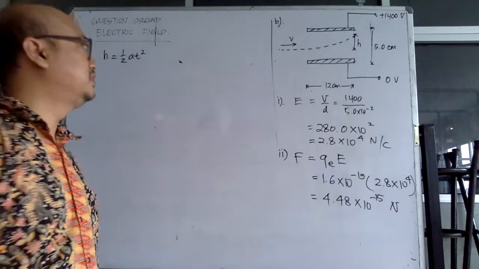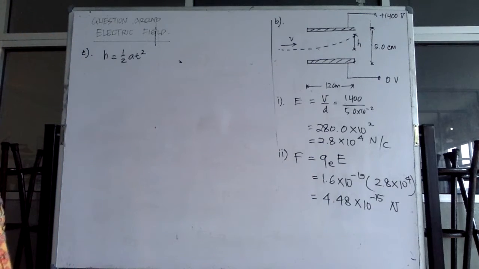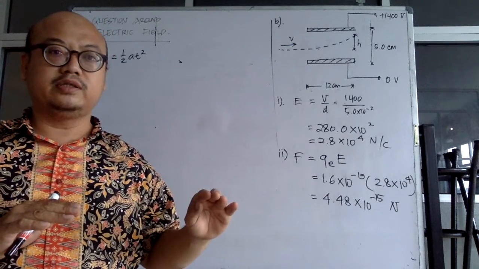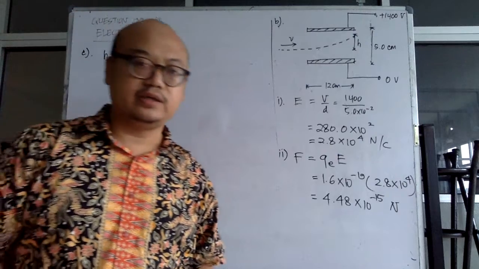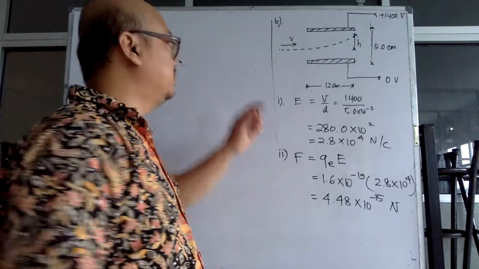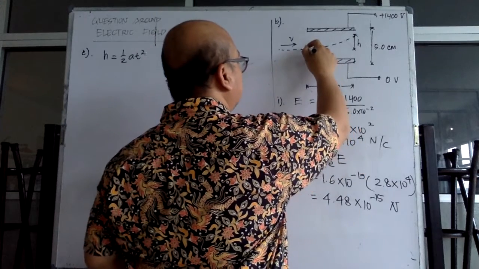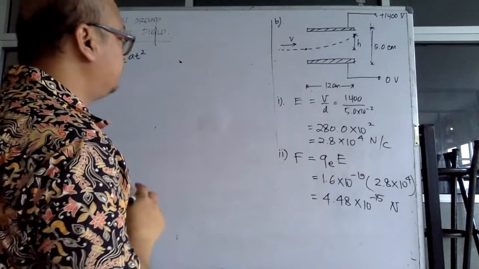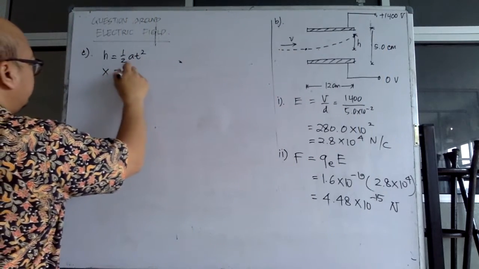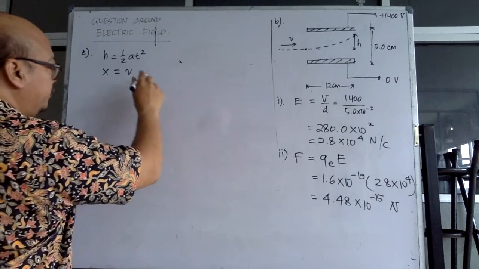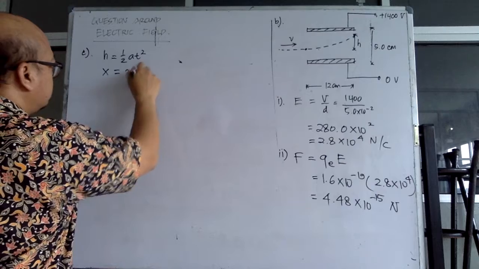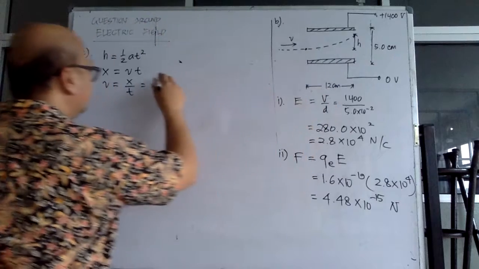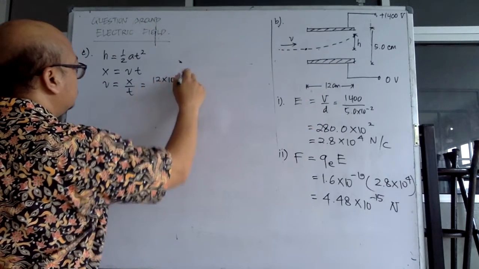How to find this? On the horizontal direction, there is no acceleration. So we can find the time from when the electron starts in the electric field until this position. On the x direction we have v still v0 times t, so v equals x over t, where x is 12 centimeters, or 12 times 10 to the minus 2 meters.